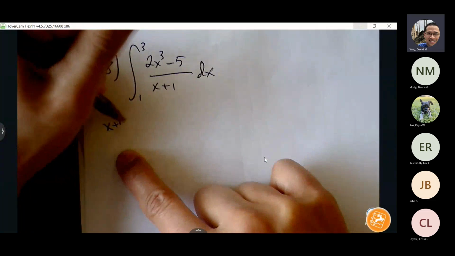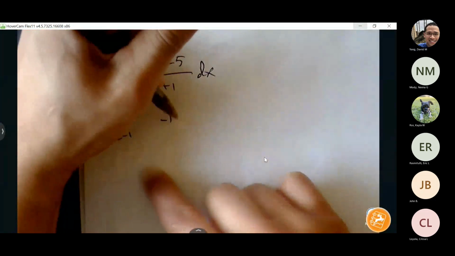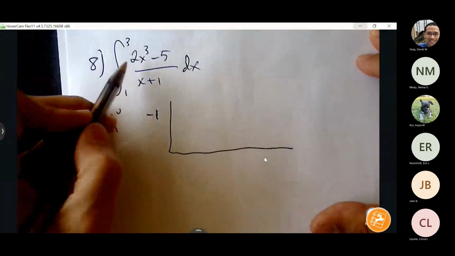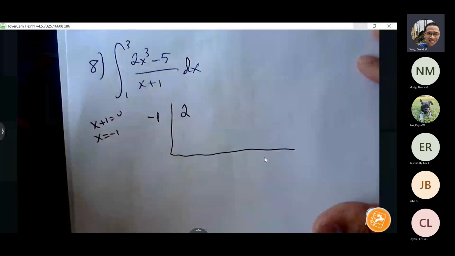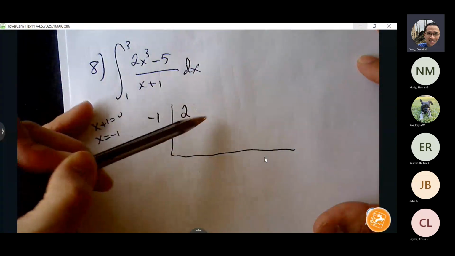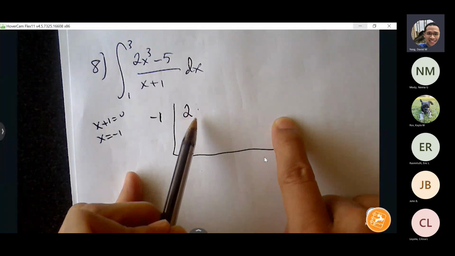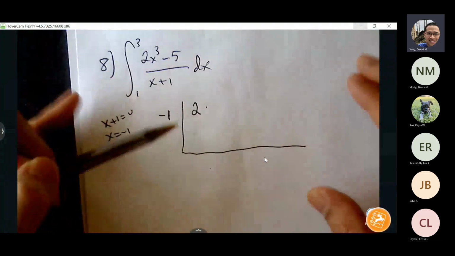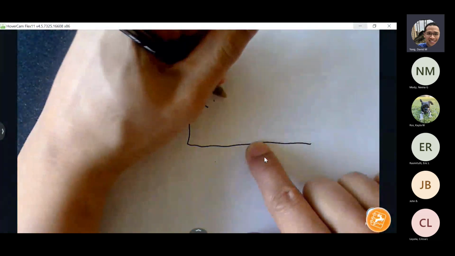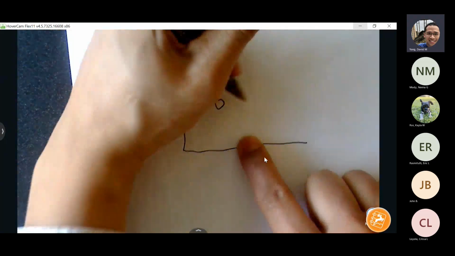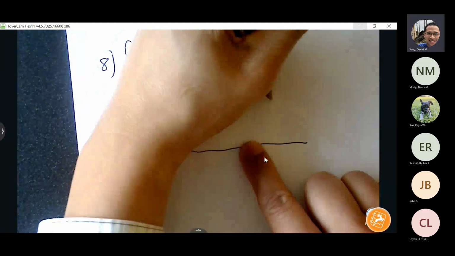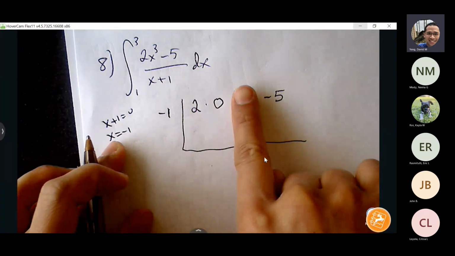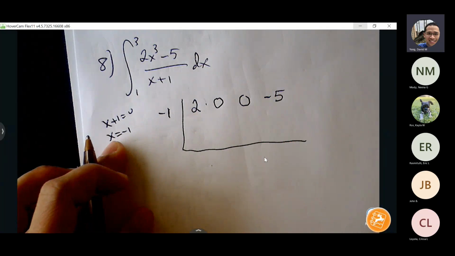So set x plus 1 equal to 0. I get -1. Create my half box. 2 represents my x cubed. But I have a lot of what? A lot of zeros, right? Because I need a placeholder for every degree that I'm skipping over. So I have a degree 3, I have a 0 for x squared, I have a 0 for x, and then the -5 is for the constant, right? I have a column for x cubed, a column for x squared, a column for x, and a column for my constant.